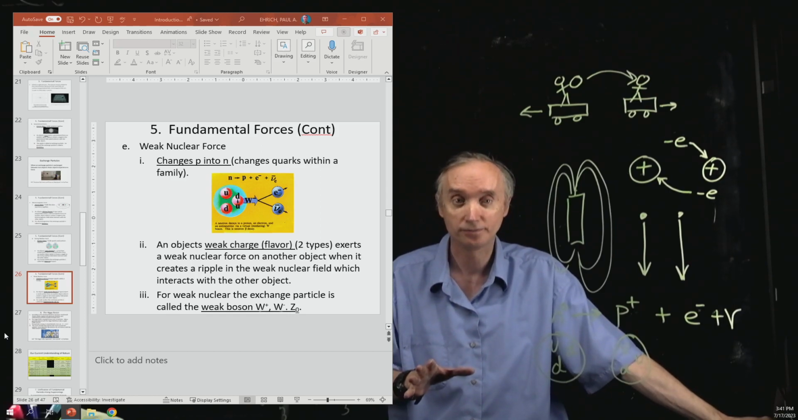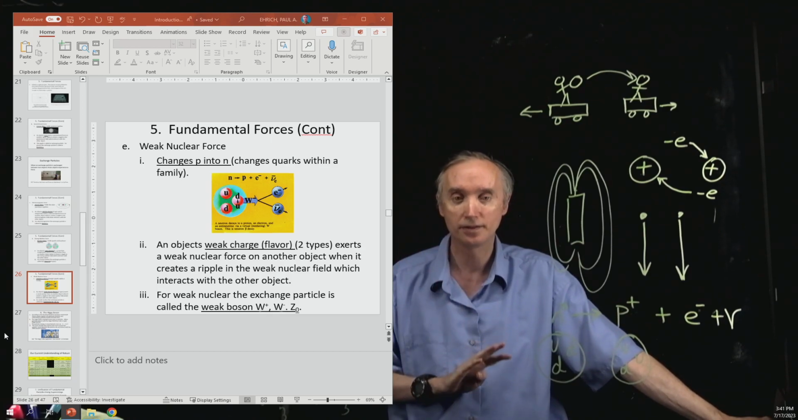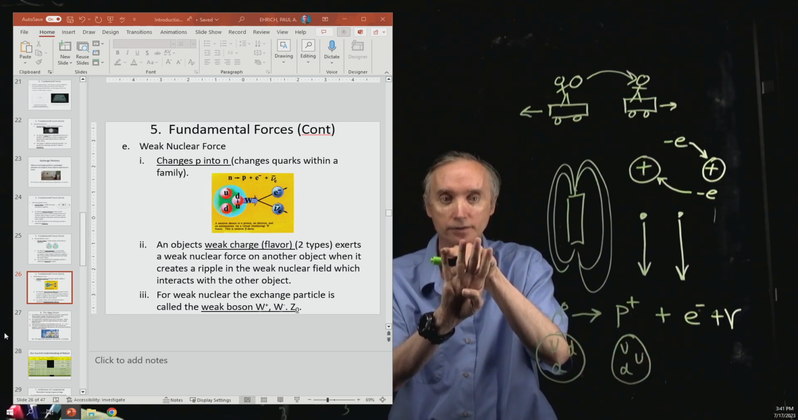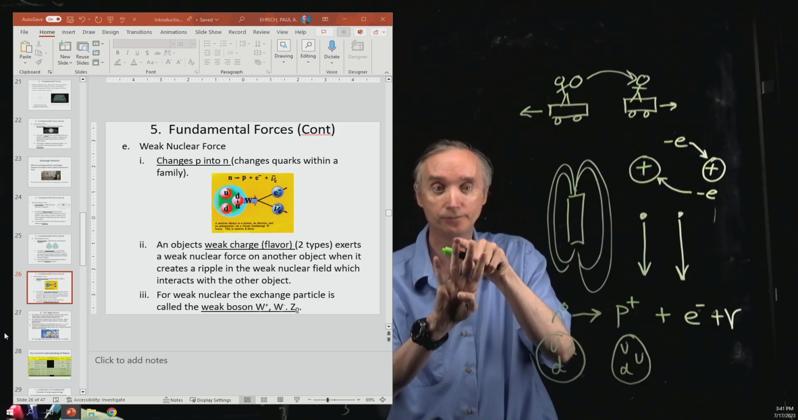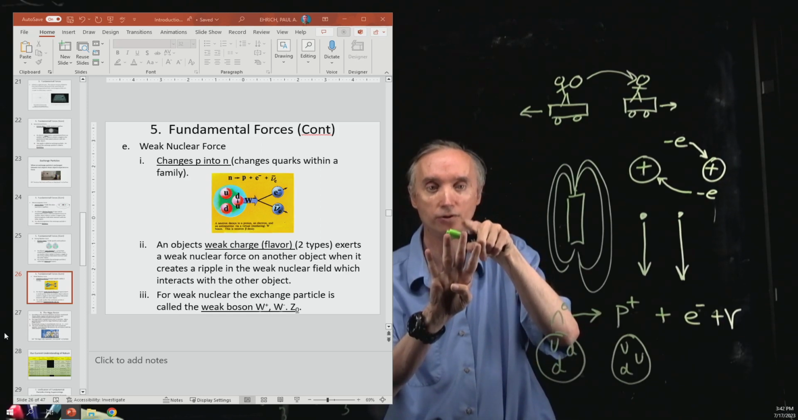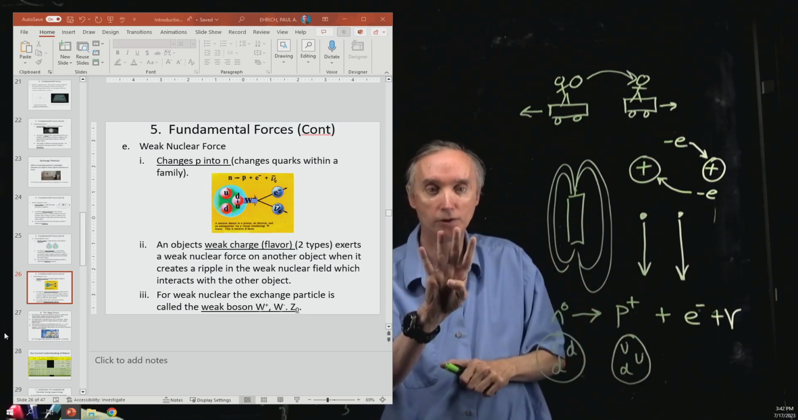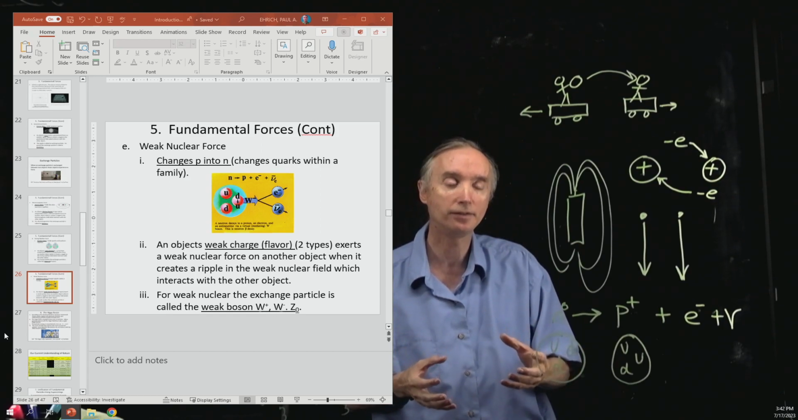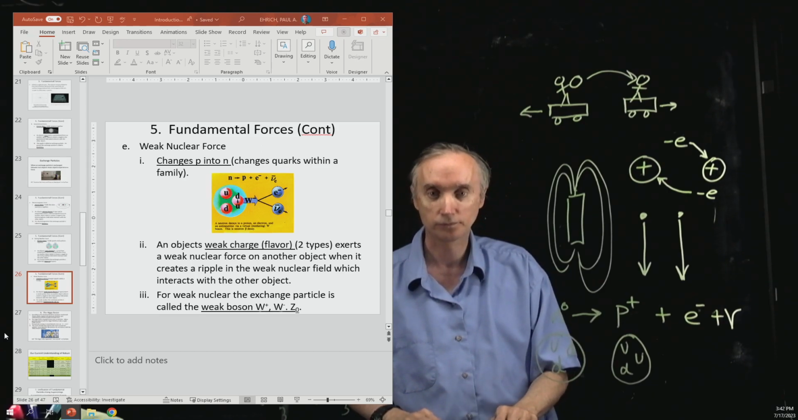The point is, there are four fundamental forces, and each of the four fundamental forces has a particular particle that creates the force. In the case of gravity, it was the graviton. In the case of electricity and magnetism, it was the photon. In the case of strong nuclear, it was the gluon. And now over here, it's the weak boson. So the point is, particles can be used to explain the fundamental forces of the universe.